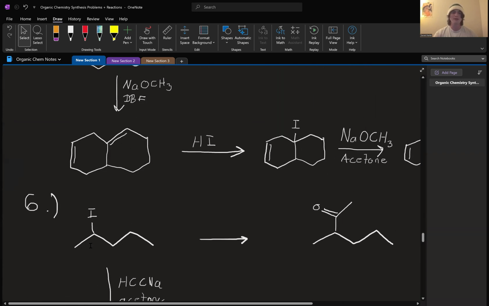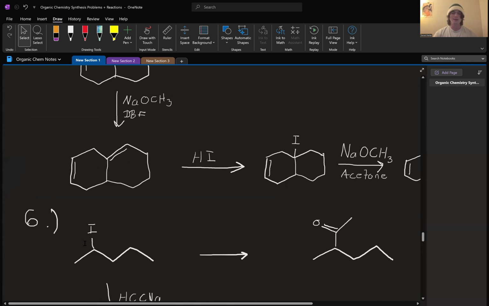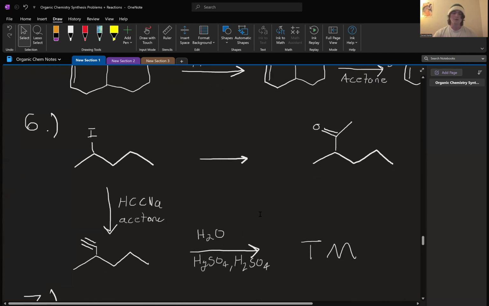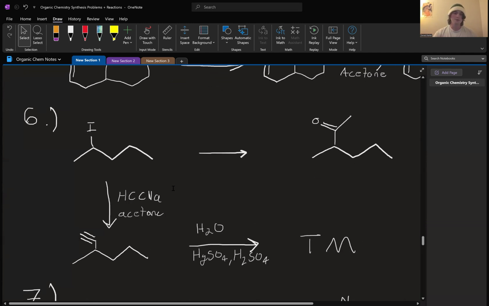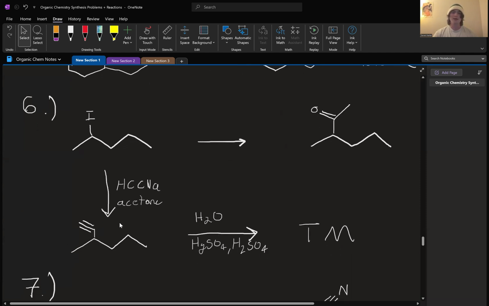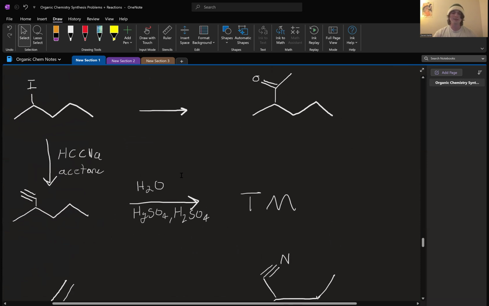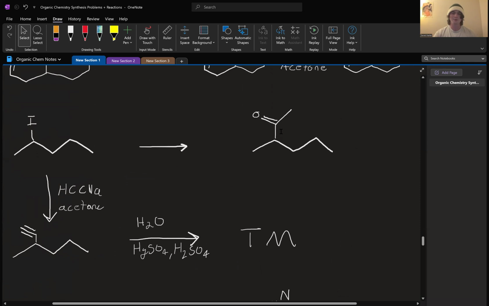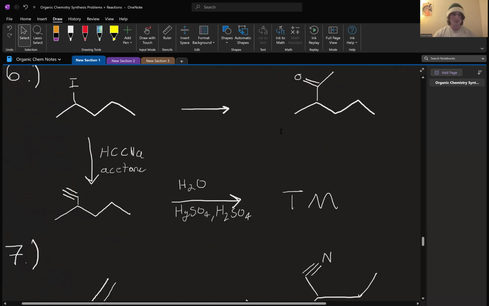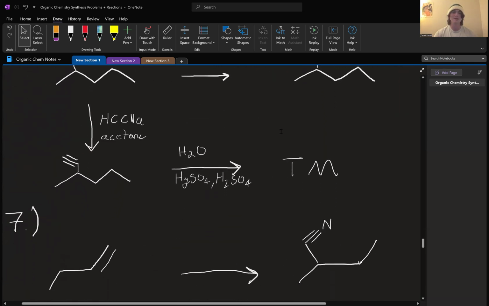This one's also not too bad. This is just going to require the addition of two carbons, and then it's going to require a Markovnikov addition of a carbonyl group, which we can do through hydration. So what we can do is use a weak base with a polar aprotic solvent, add an alkyne, and then do the hydration of an alkyne to get Markovnikov addition of a carbonyl group. So that's an easy one as well. That's a pretty doable one. You could get that one on the test.